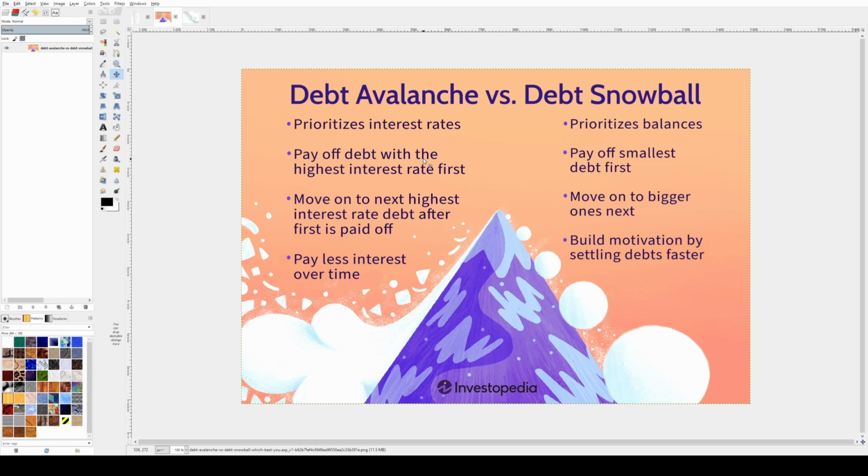Although it's important to understand that you still need to make the minimum debt payments on all your debts regardless. Using this strategy will allow you to pay less interest over time. The debt snowball, on the other hand, prioritizes balances. So you pay off the smallest dollar amount of debt first and then move on to the bigger ones next.